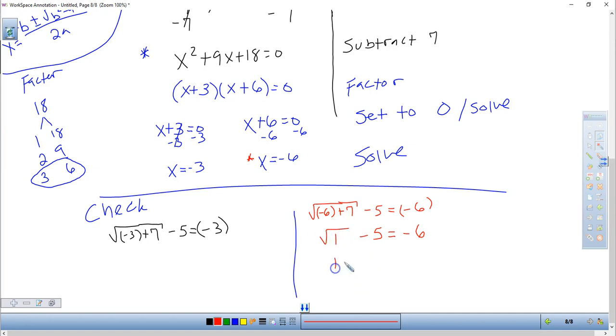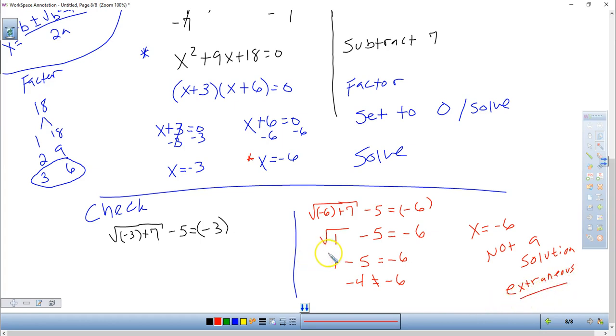Square root of 1 is 1. And 1 minus 5, that's negative 4. Well, negative 4 and negative 6 are not the same number. Therefore, x equals negative 6. That's not a solution. It's what we call extraneous.